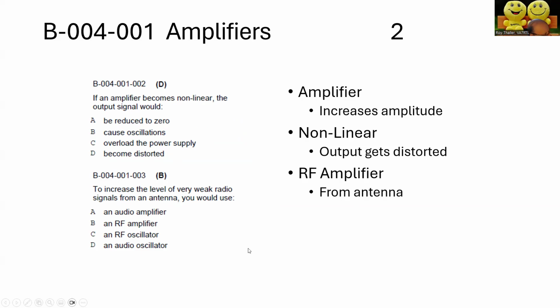To increase the level of a very weak radio signal from the antenna, you would use an RF amplifier. So you can either use an RF amplifier at the input of a receiver, or you can use an RF amplifier at the output of a transmitter, although the design is somewhat different. If you're using it for a receiver, you're looking for the very low noise type and low level amplification. While on the transmitter side, you want to increase the power, to tens or hundreds of watts, if not higher.